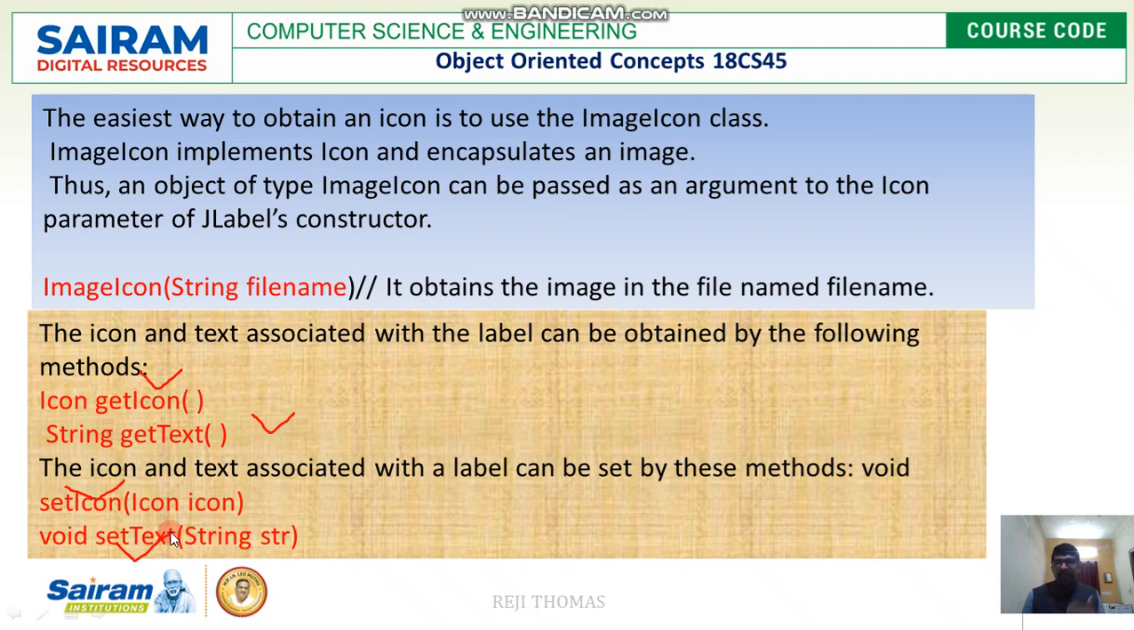So please remember, we have to use two different functions: one to get the icon and text associated with the label. We use the function called getIcon, which is going to get the icon associated with the label. In the same way, I can get the text associated with that, which is given by getText. In the same way, if you want to set the icon and text, there are two different methods called setIcon and setText.